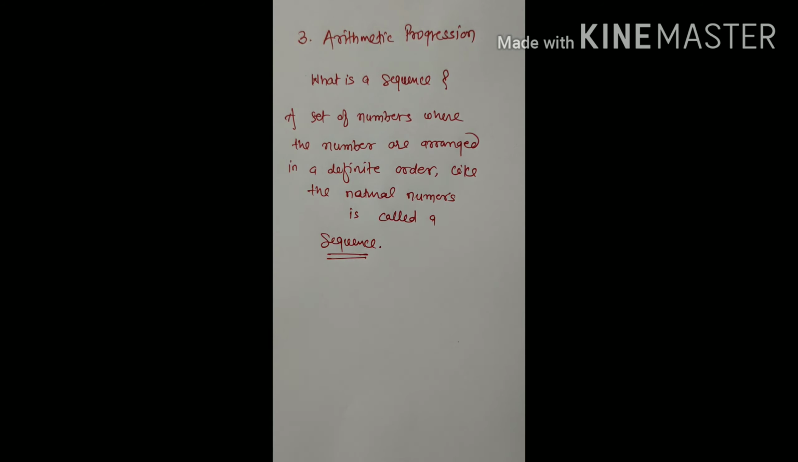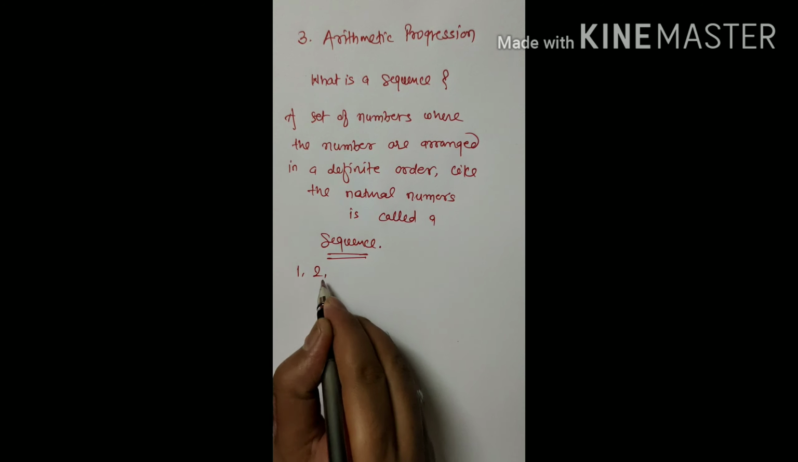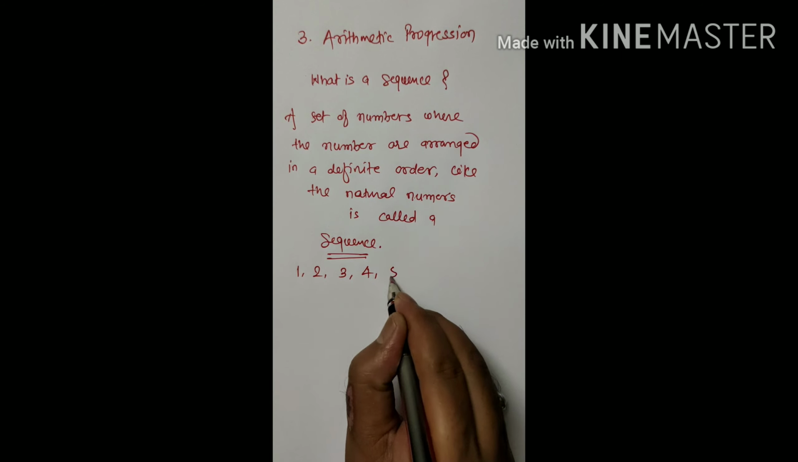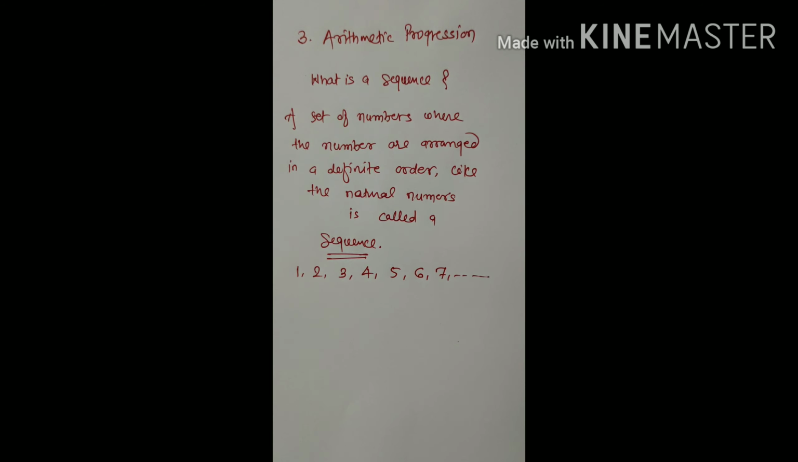Okay student, what is a sequence? A set of numbers where the numbers are arranged in a definite order like the natural numbers is called a sequence. So natural number means what student? Natural number 1, 2, 3, 4, 5, 6, 7 and so on. Student, when you are in junior KG or Balwadi, you have already learned this 1 2 3 4. This is what natural numbers are. This is also called counting numbers.